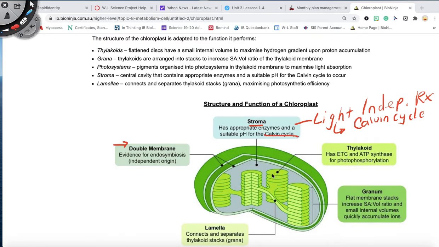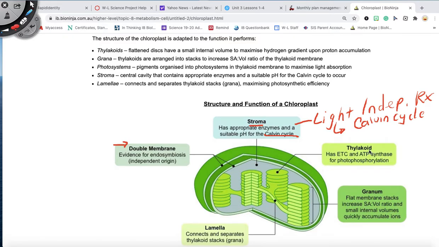And then we have these, they look like quarters to me, and we call these thylakoids. These thylakoids are flattened discs, and these discs have a very small volume, so it maximizes the surface area to volume ratio. And because they have a very small volume, they have the ability to generate a hydrogen gradient, so a proton gradient or electrochemical gradient, just like we saw in the mitochondria.